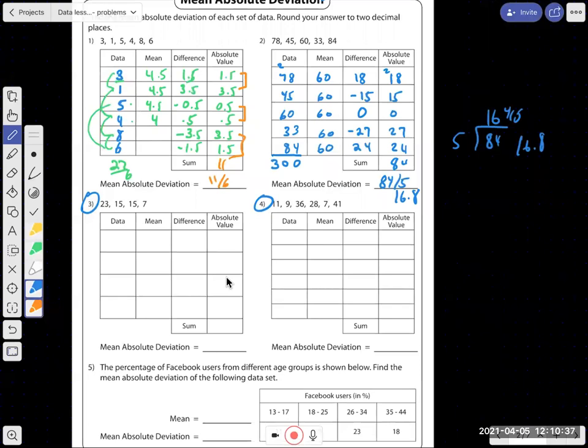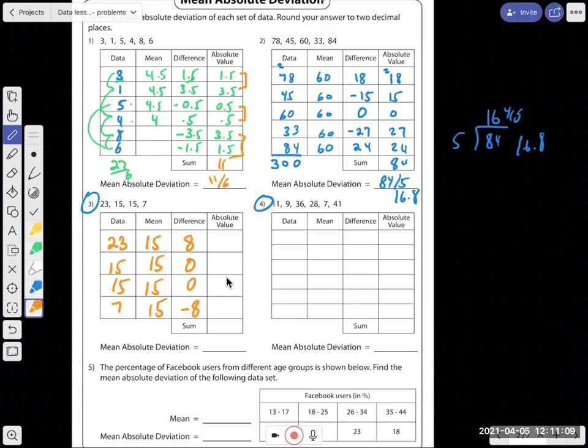So, write down our data: 23, 15, 15, and 7. When you look at this, you say the mean is going to be 15. It's pretty easy to see. You have 15 twice, and then 23 is 8 more than 15, and 7 is 8 less. If I added those up, I get 60 divided by 4. And so the differences are 8, minus 8, and 0, 0.